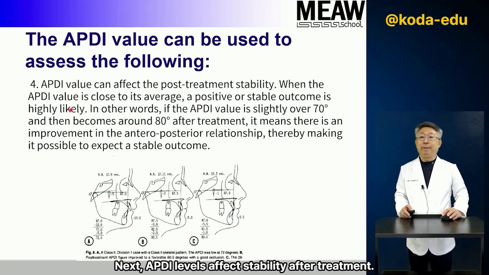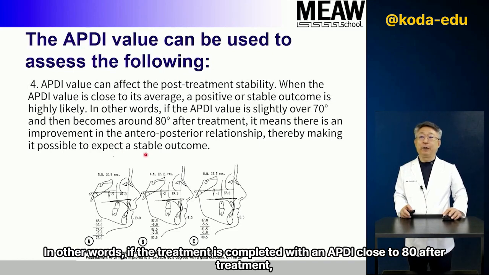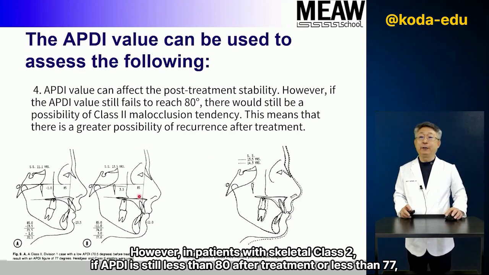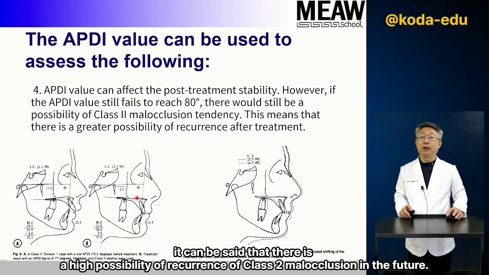Next, APDI levels affect stability after treatment. In other words, if the treatment is completed with an APDI close to 80, the anteroposterior relationship of this patient can be relatively stable as a class 1 state. However, in patients with skeletal class 2, if APDI is still less than 80 or less than 77 after treatment, it can be said that there is a high possibility of recurrence of class 2 malocclusion in the future.